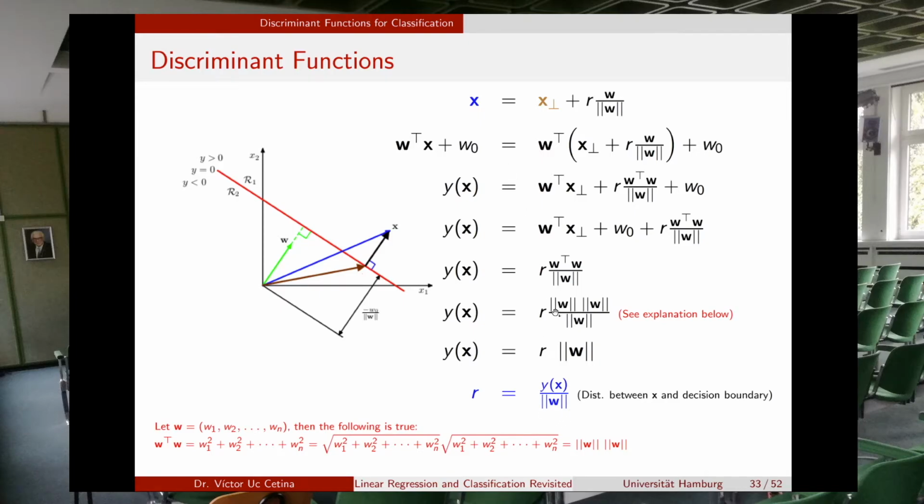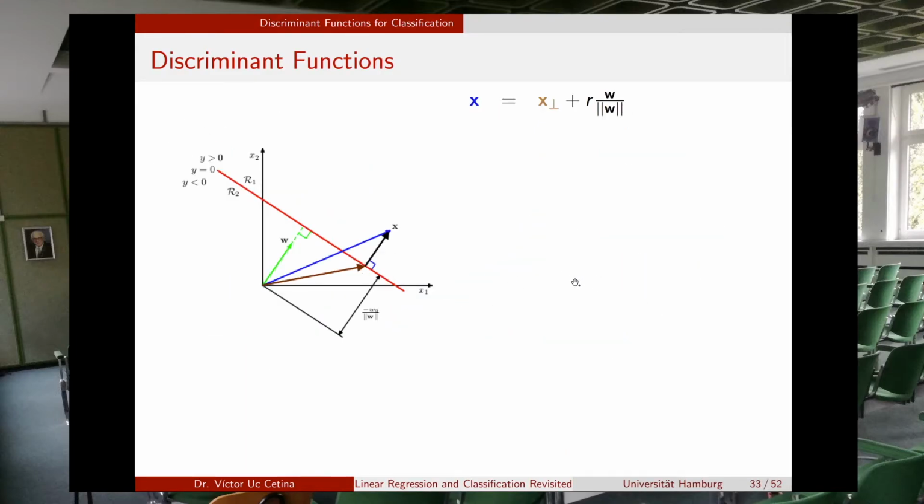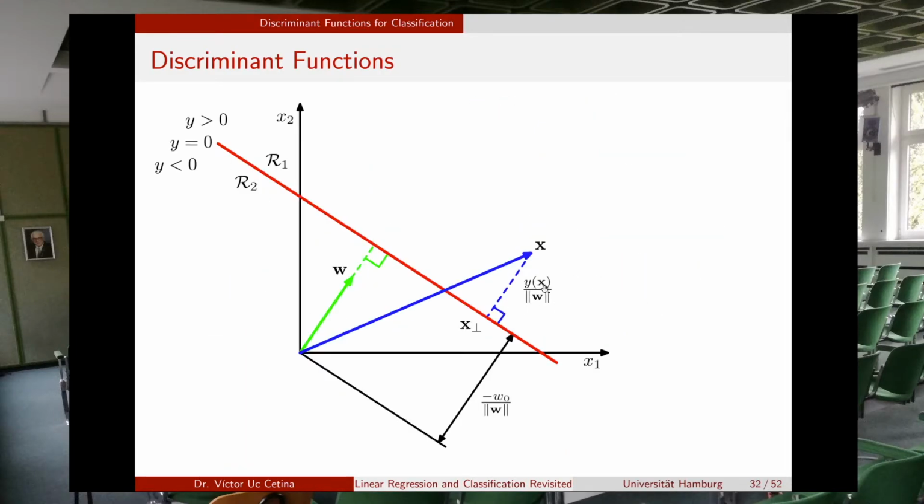So in this way, we can see that we can compute the distance from any vector x to the decision boundary. And this expression here, just let me go back, is exactly what we have shown here. Okay, so this is a very important drawing here, a very important plot, where you can see the important concepts of the decision boundaries. Summarizing this, we see that the w vector is perpendicular to the decision boundary.